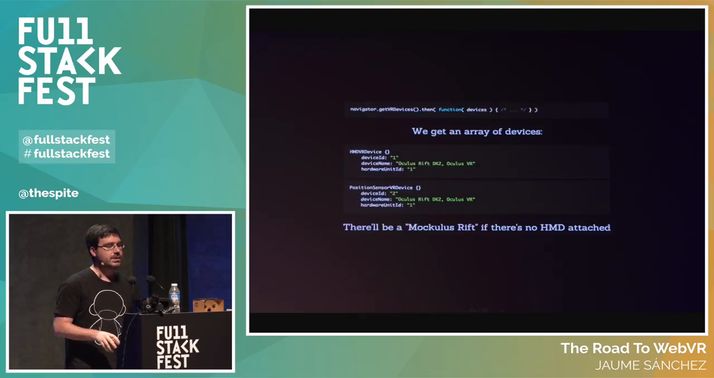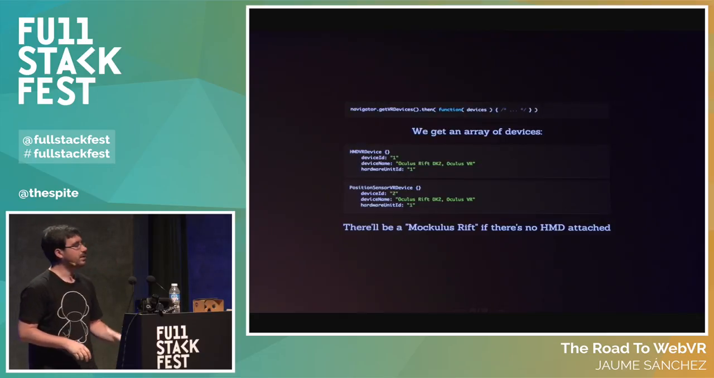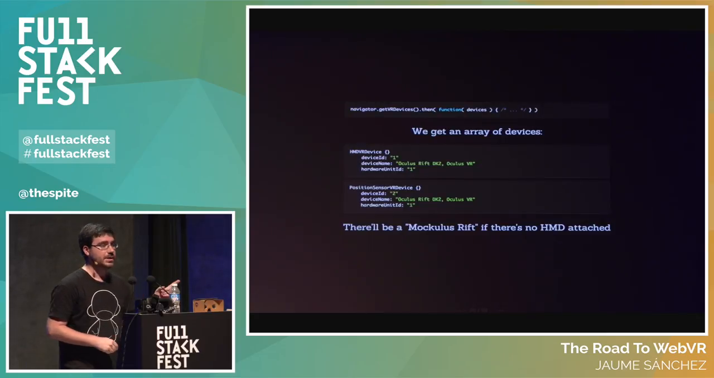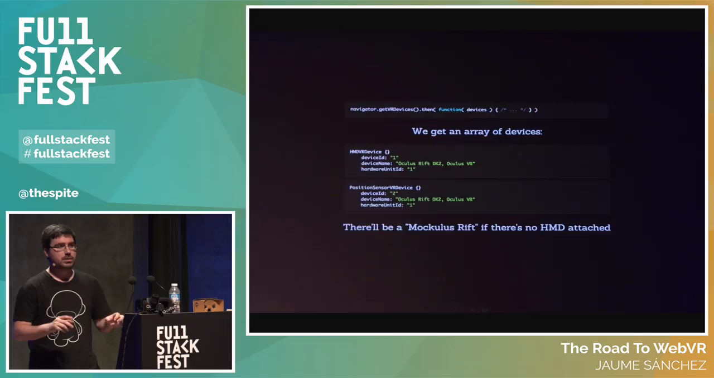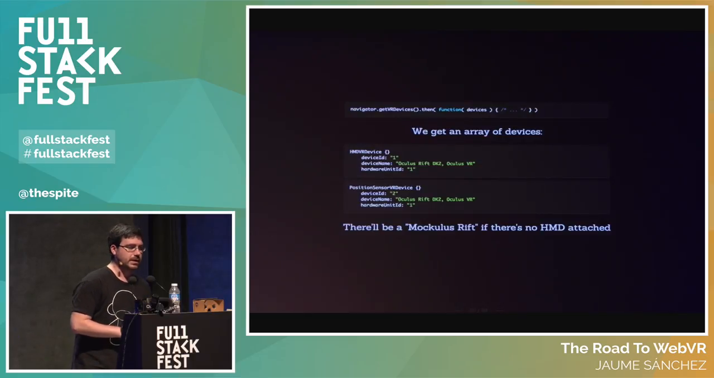So how you use the API: in Navigator, you call getVRDevices. It's a promise that, when fulfilled, returns the list of devices that are in the system, usually a list of either an HMD, a head-mounted display virtual reality device, and a position sensor virtual reality device. If you don't have one connected, it creates an Oculus Rift, which fulfills the data. It doesn't have the positional information, but it's there, so you can still develop.